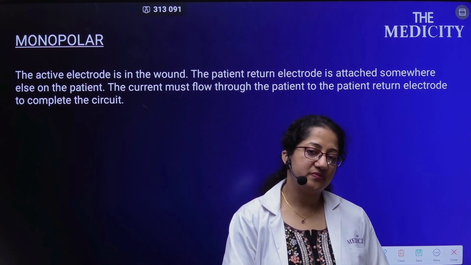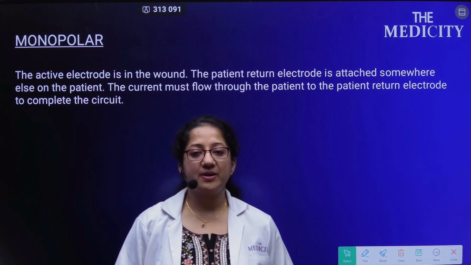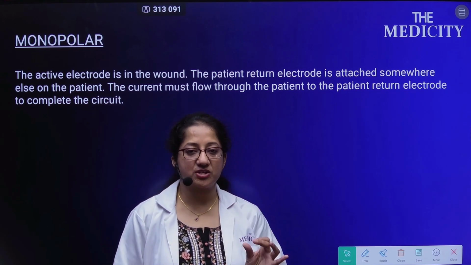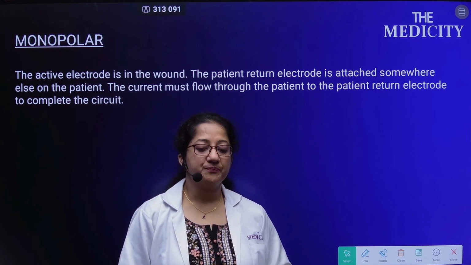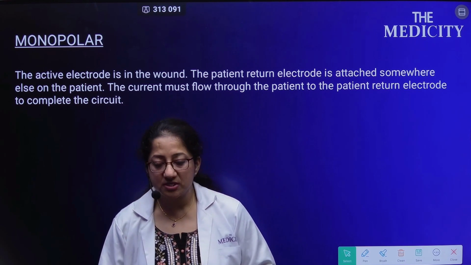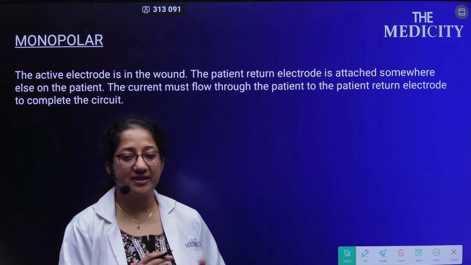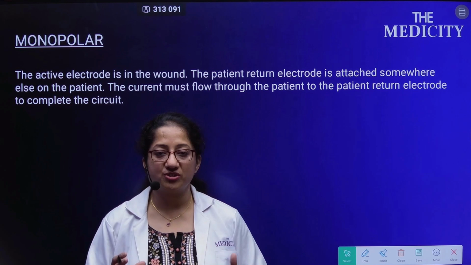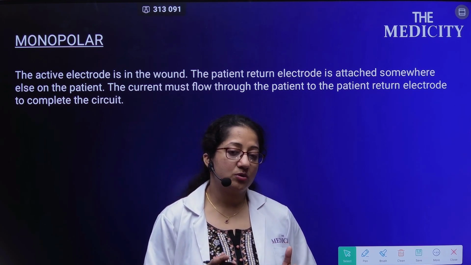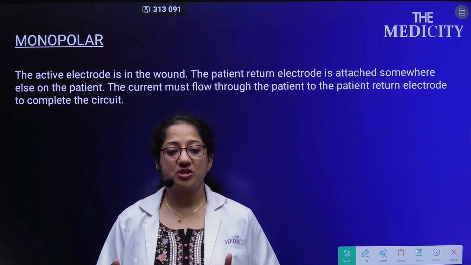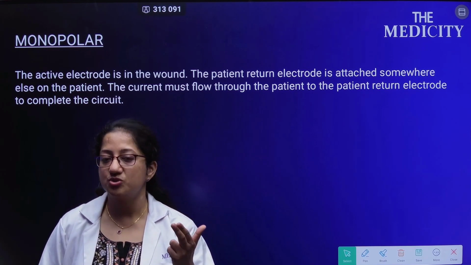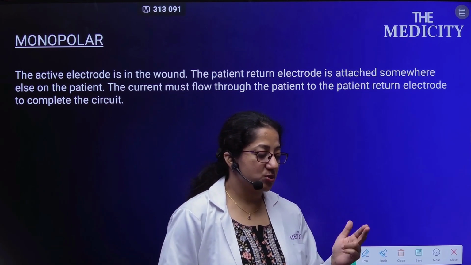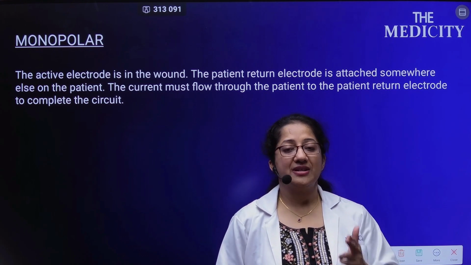Now, the difference between monopolar and bipolar is that bipolar has a more precise action. Monopolar has more of a charring effect. Monopolar is a very dangerous instrument because if it touches the bowel, the bowel gets injured and that area gets really affected. Bipolar also can affect the bowel, but the chances of injury are less because the current flows only between the two forceps jaws.